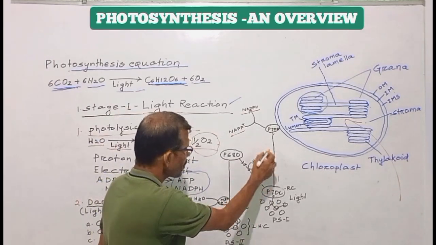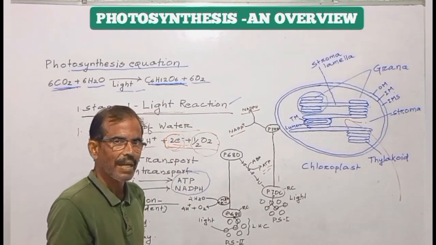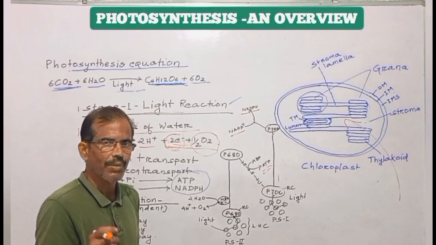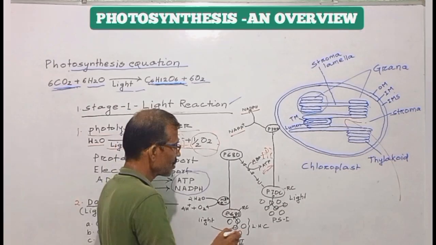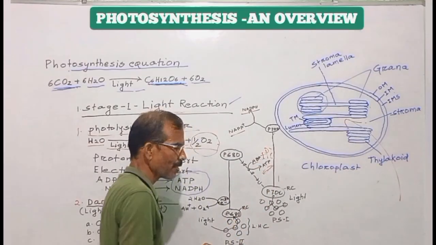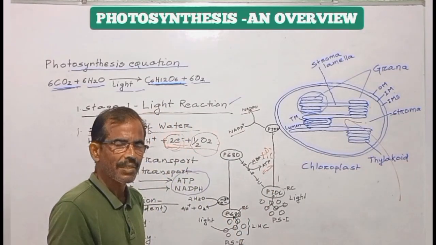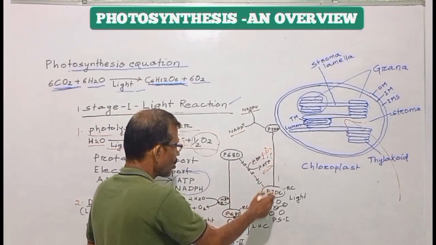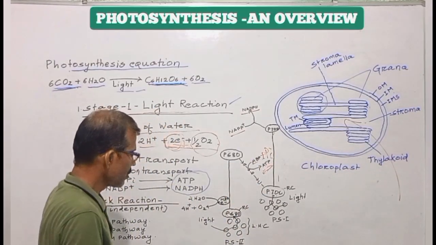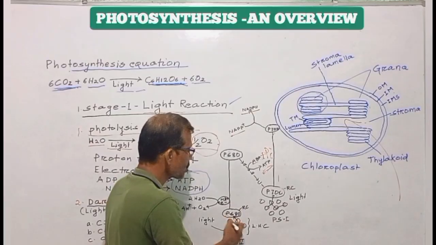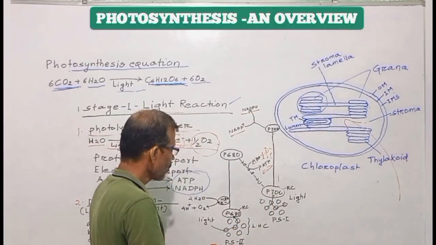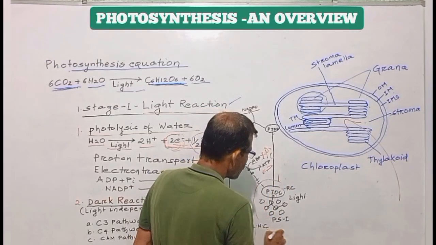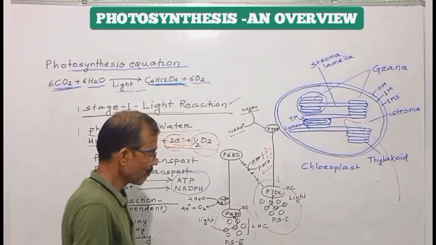As this electron transport process is light dependent, it is known as photosynthetic electron transport. The synthesis of ATP in the presence of light is known as photophosphorylation. In the process of this electron transport, two separate photosystems participate. One is photosystem 2 and the other is photosystem 1.